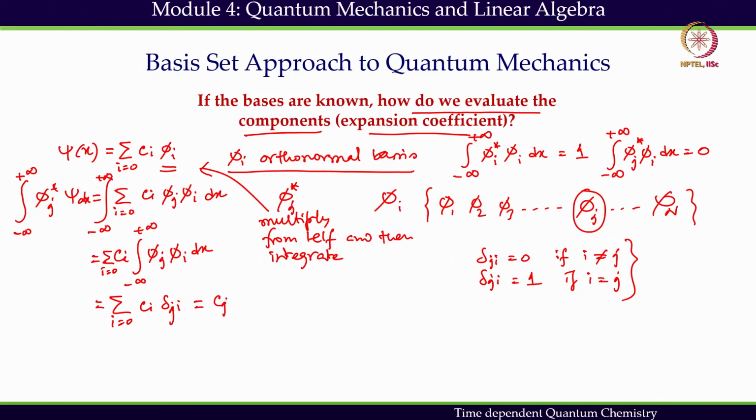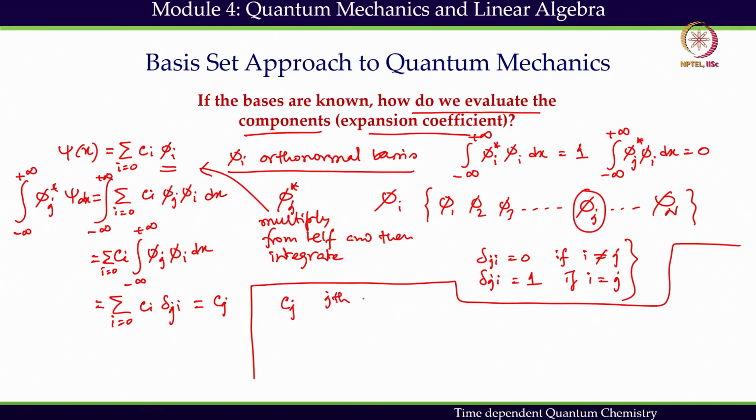So, I get this C j value, the jth component. From this exercise what I have learned is that C j is given by this integration from minus infinity to plus infinity of phi j star psi dx. One can generalize it for the ith component also, it does not matter, or the first component, second component, everything.